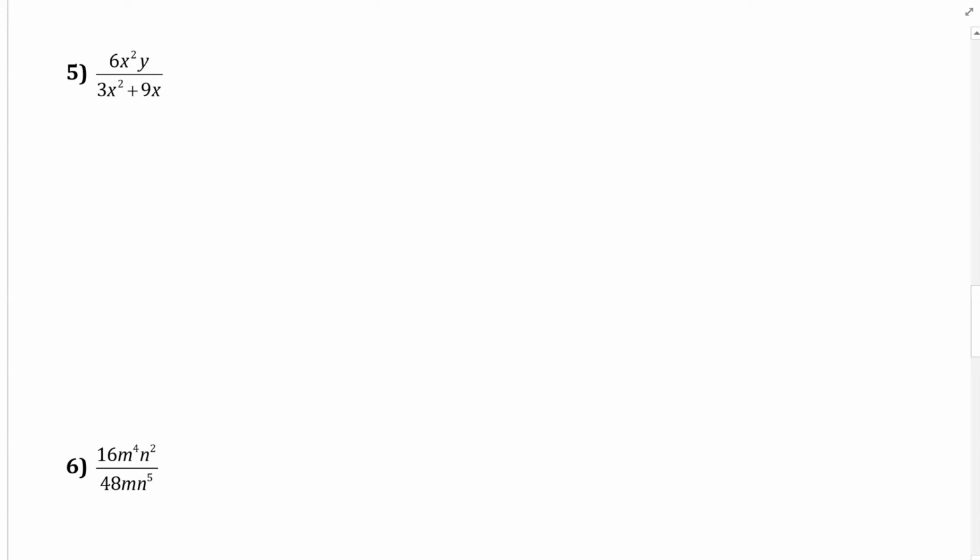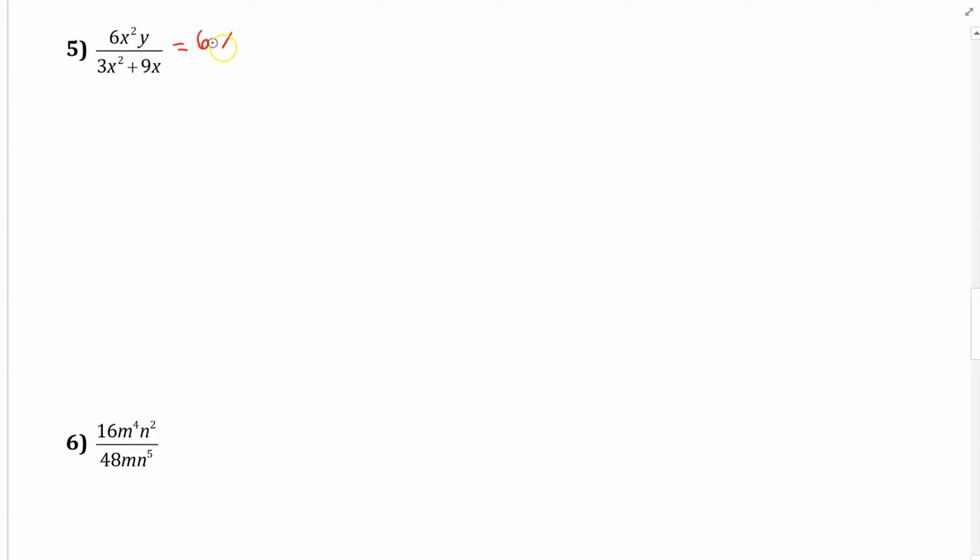So the thing with numbers 5 and 6 is that they have multiple variables. Sometimes this will happen when we're just thinking of these in terms of rational expressions. We'll have multiple variables we'll have to keep in mind. You also might see things like this, 6x squared y, 16m to the 4th n squared. This is just showing us one large product. So these are already all being connected through multiplication.